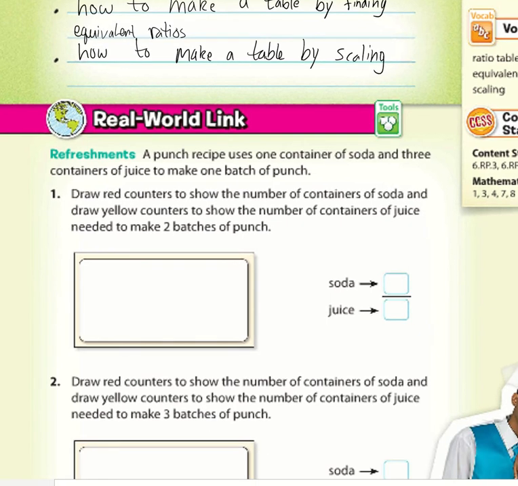So for punch, we use one container of soda. That's going to be in red. One container of soda. And in yellow, we're going to have three containers of juice. So this is going to be a 1-to-3 ratio, but it's asking us to make two batches. So I'm going to make another batch, one soda and three juice. So in total, I have two sodas and six juice.